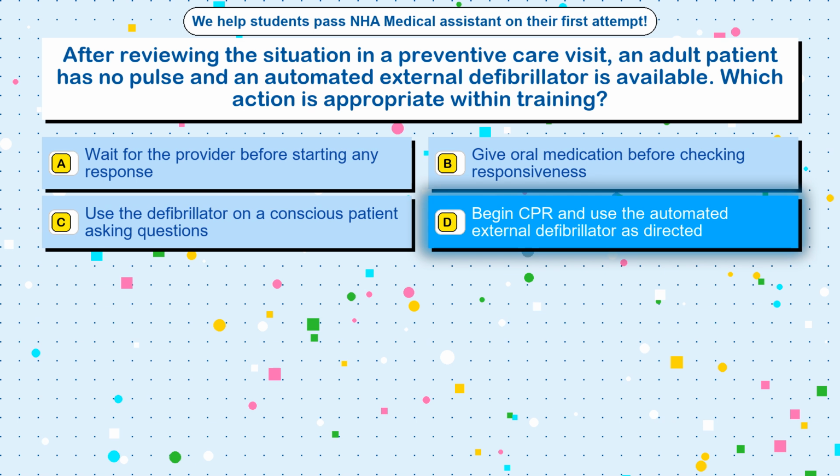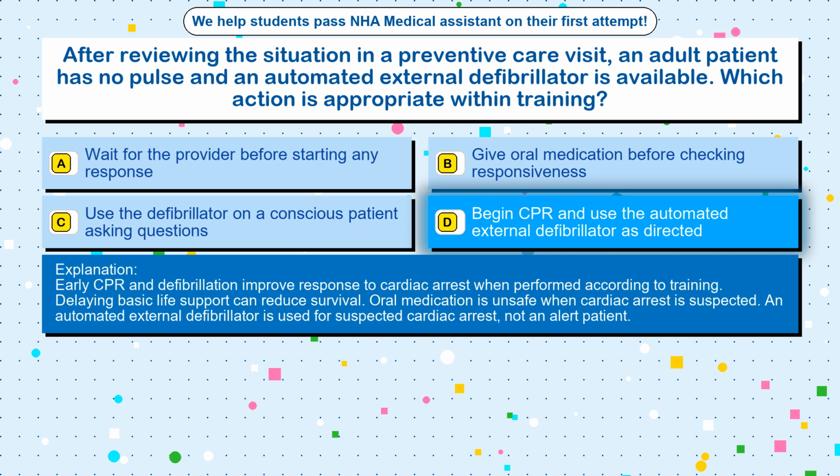Begin CPR and use the automated external defibrillator as directed. Early CPR and defibrillation improve response to cardiac arrest when performed according to training. Delaying basic life support can reduce survival. Oral medication is unsafe when cardiac arrest is suspected. An automated external defibrillator is used for suspected cardiac arrest, not an alert patient.